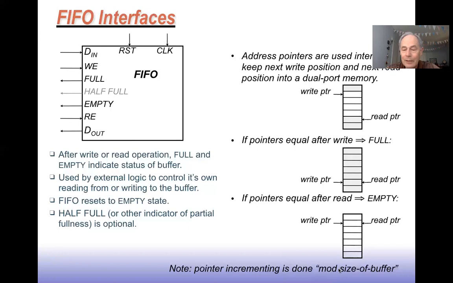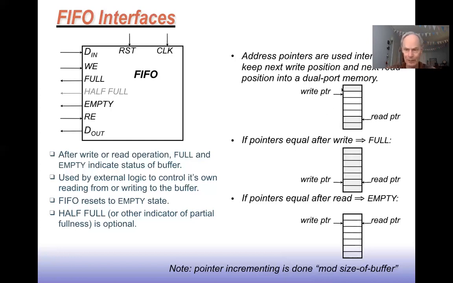Okay. Now doing incrementing mod a number can be complicated, but if that number is a power of 2, then it's trivial, right? Because for instance, if this memory held 256 locations, that would mean we need an 8-bit pointer. If we use a normal counter for doing this incrementing, the value of the pointer at this location would be 255. If we increment that, it would just go back to 0, right?